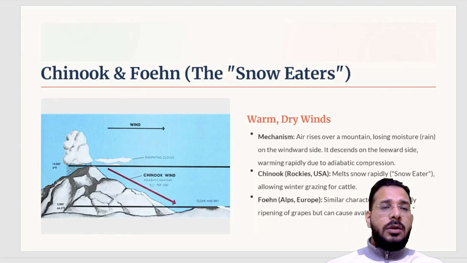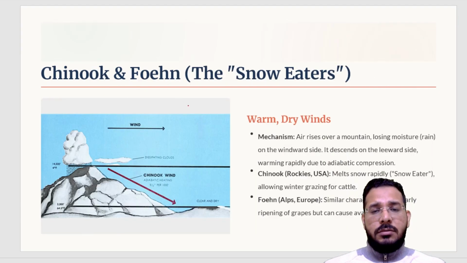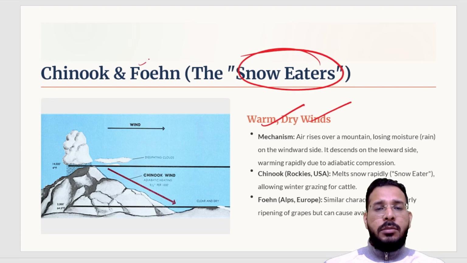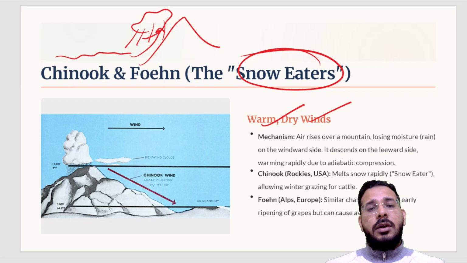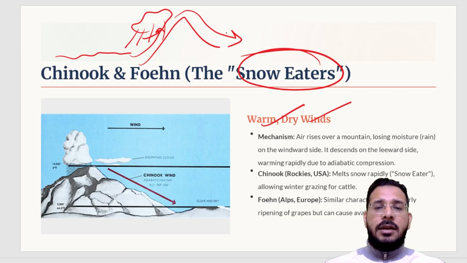We have some more local winds like Chinook and Fohn. They are warm, dry winds. They are also called snow eaters, because when the wind is moving towards a mountain and it is rising up, it will get condensed and it will lead to rainfall. And on the other side, when it is traveling, it is dry. And as the height decreases, the temperature will increase.